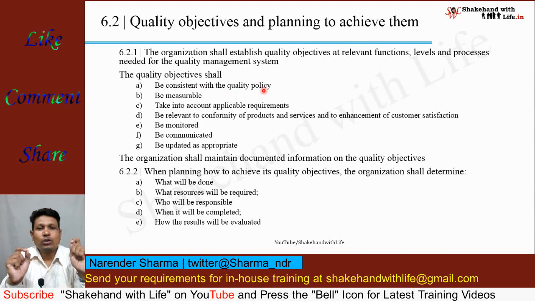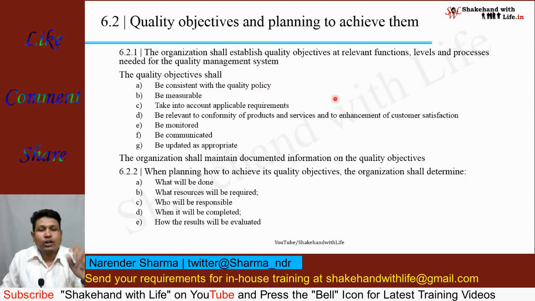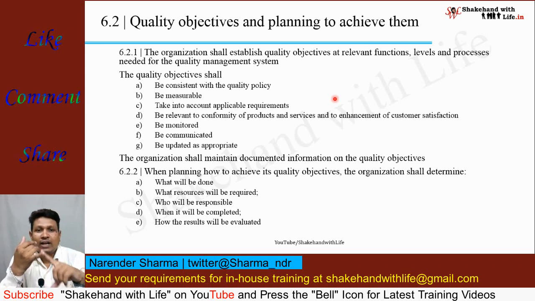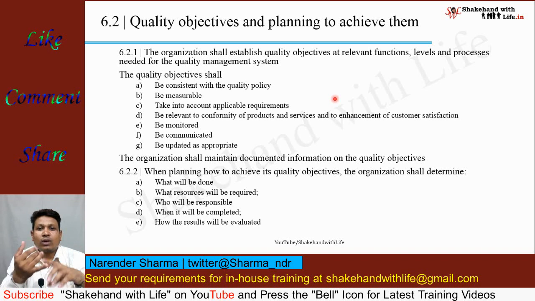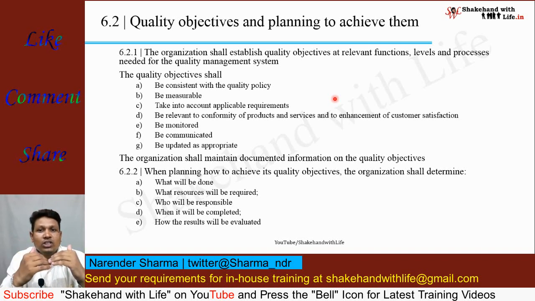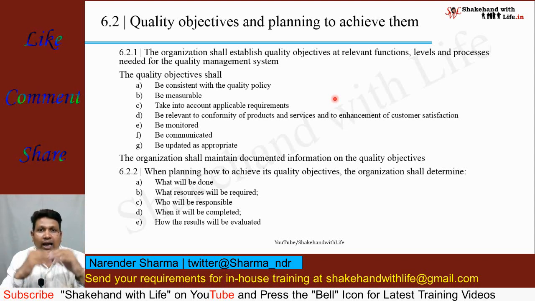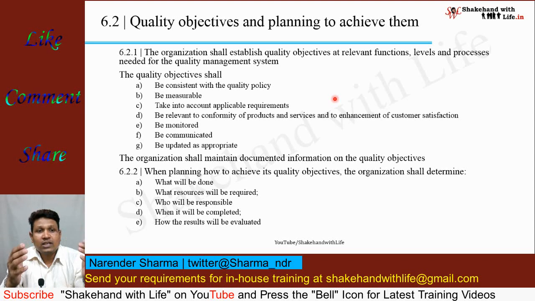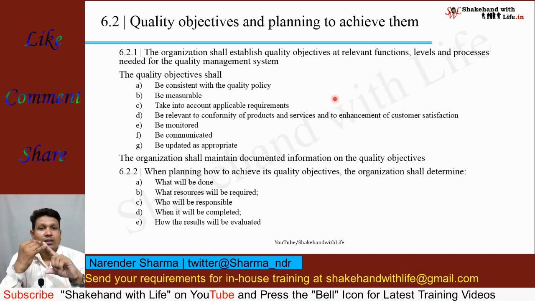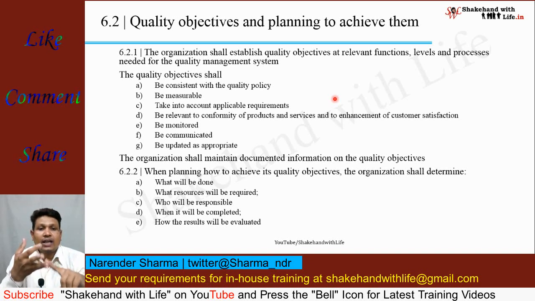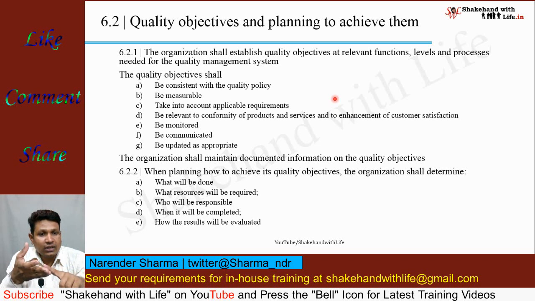Clause 6.2 is further divided into two subclauses. Clause 6.2.1 is about the establishment of the quality objectives at relevant functions, levels and processes needed for the quality management system. On this basis, the quality objectives shall be: A, consistent with the quality policy. B, measurable. C, take into account applicable requirements.